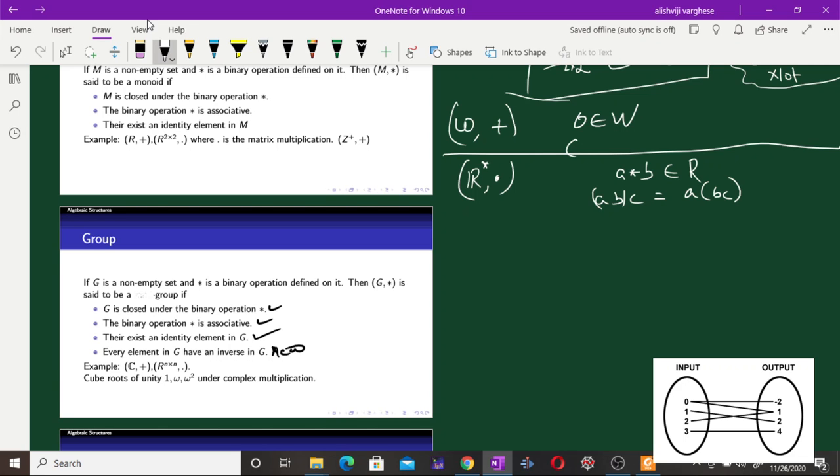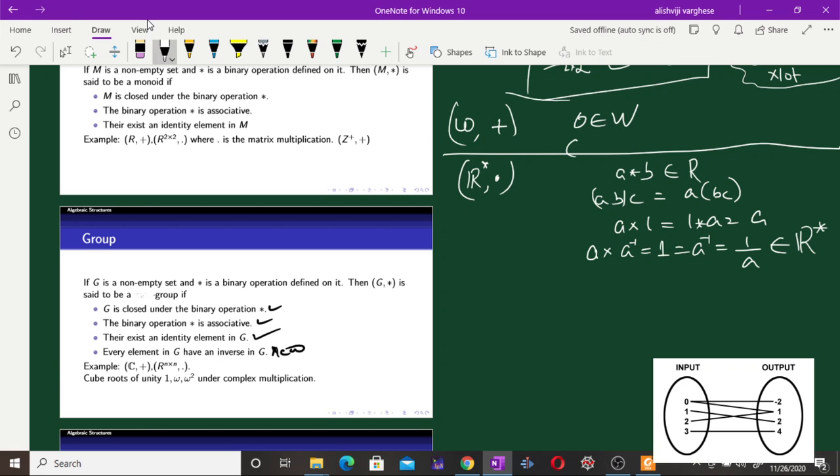Third property: if we have a real number a, then there is a non-zero real number 1 such that a into 1 is equal to 1 into a is equal to a. So 1 is the identity element. Then for a real number a, a into a inverse is equal to 1, which means a inverse is equal to 1 by a, and this 1 by a belongs to R star, because a is not equal to 0, so 1 by a is a non-zero real number, and that belongs to R star.